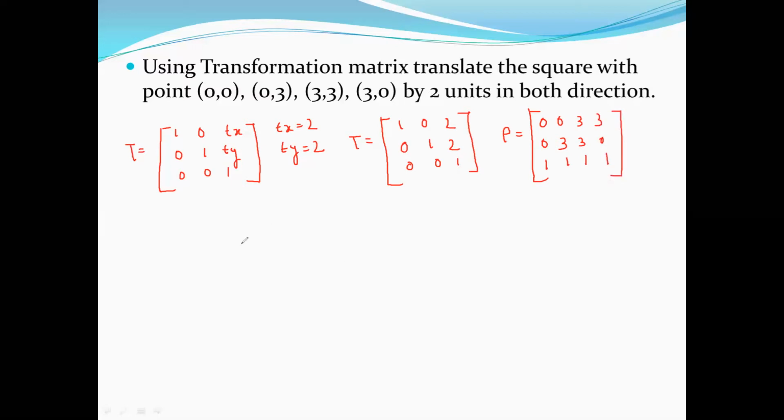Now if I want to perform the translation of the square, what do we have to do? We have to find out the new set of points for that same square after translation. So for the same square, the new set of points, let us say it is P dashed. So what is our P dashed? P dashed will be nothing but x1, y1, 1, x2, y2, 1, x3, y3, 1, and x4, y4, 1.